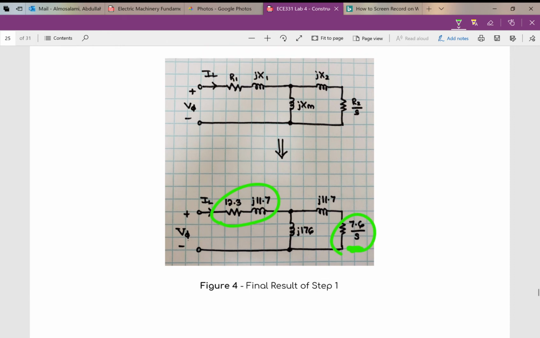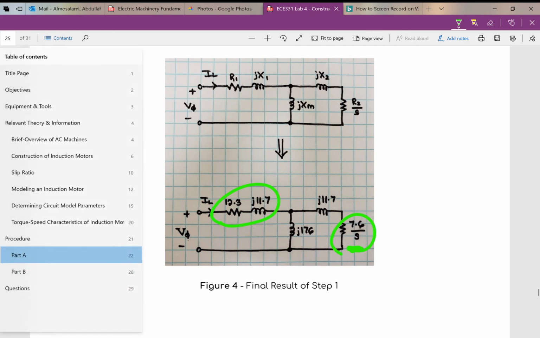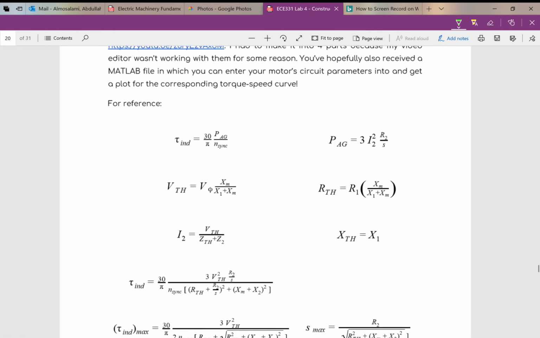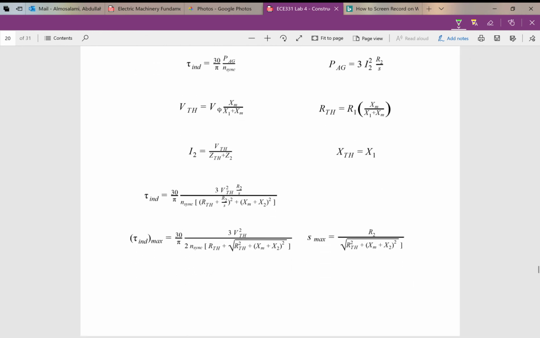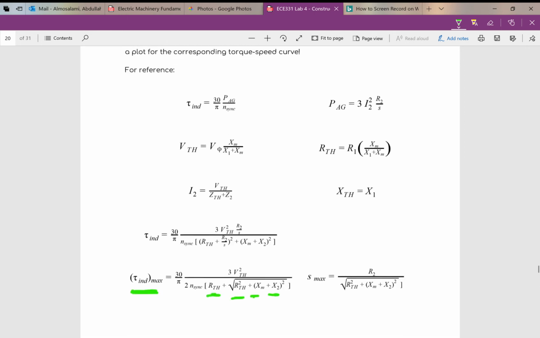And if you go back to this section of the lab manual, you'll find this equation here, torque induced max. This is what the pull-out torque is going to be, and observe that it has a direct relationship with what RTH, X2, XM, all those values are. And if you go to RTH, you'll see that X1, that's the series reactance, and RTH has the series reactance over there.